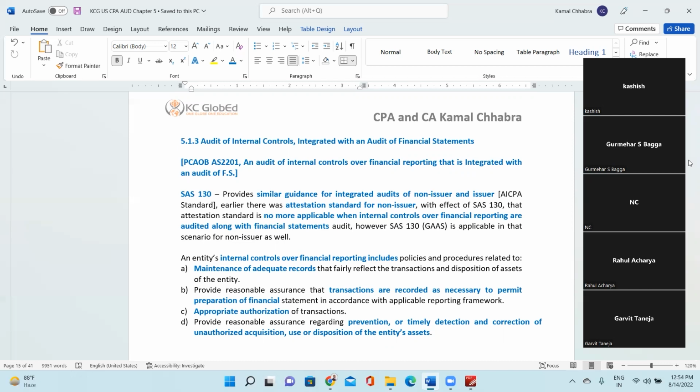Earlier there was an attestation standard to do the attestation engagement for internal control for a non-issuer company. Now in 2011 or 2012, I don't recall the exact year, they issued SAS 130 that provides similar guidance, as we have for the integrated audit of issuers, for the non-issuer as well. It has now become an AICPA auditing standard, or you can say GAS, and it has superseded the earlier attestation standard, which said how to do the attestation service for internal controls. That is the change that recently happened in the last couple of years, which you need to be mindful of: SAS 130 is now applicable for the integrated audit of a non-issuer, in line with the PCAOB auditing standard for the issuer as well.